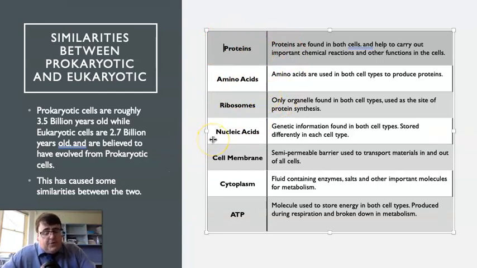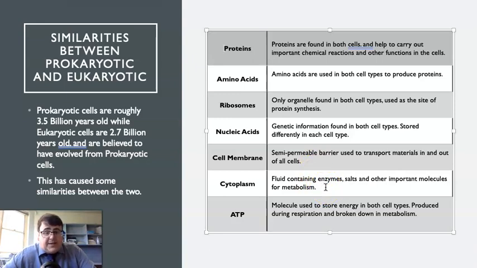Nucleic acids. All cells have some sort of genetic information which is stored in nucleic acids, DNA or RNA. It is stored differently in each cell, so prokaryotic cells contain their nucleic acids inside the nucleoid, whereas eukaryotic cells have it inside the nucleus. All cells will have a cell membrane. The purpose of that is a semi-permeable barrier. It allows us to transport materials in and out of the cell and allows the cell to replenish nutrients and resources that it's using up.